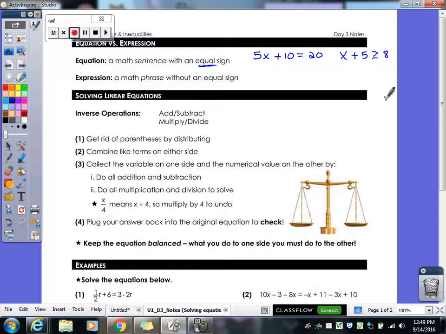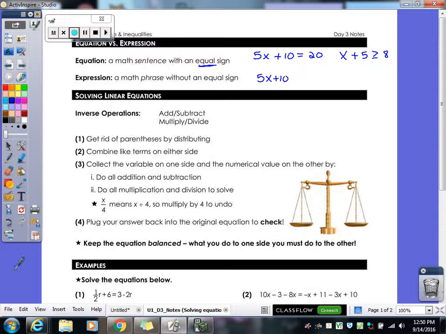those are all equations. Expressions have no equal signs, okay? So if I just said 5x plus 10, you can't solve that. There's no solutions to it. You can't do anything with it. It's just 5x plus 10. That's it. All right?